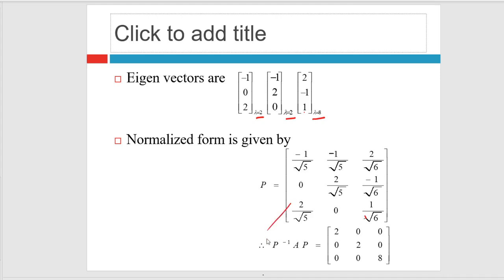When we find the next value, P squared AP, this value is 2, 2, 8. These are the eigenvalues. Here the sequence is the same. Here first we consider lambda equal to 2, therefore here 2. The second value is for 2, therefore the second value is 2. The third value is 8.